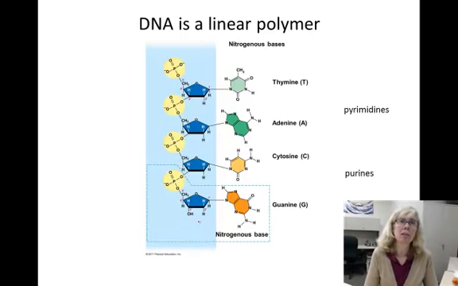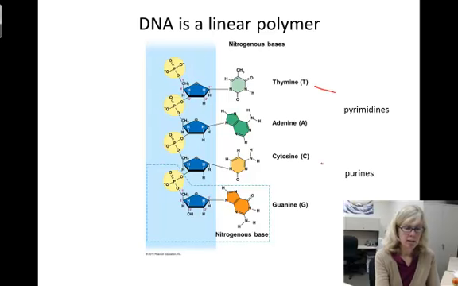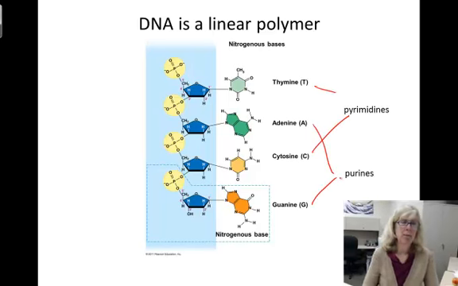The nitrogenous bases are located in the center of the DNA strand. Notice there are 4 different types. Thymine and cytosine are considered pyrimidines, and adenine and guanine are the double ring purines.